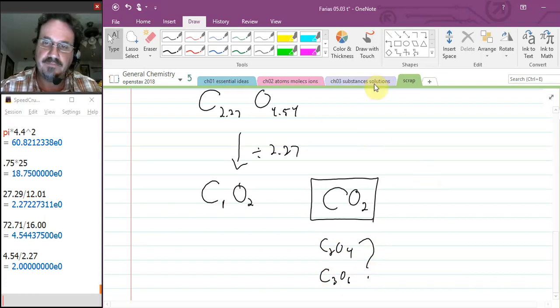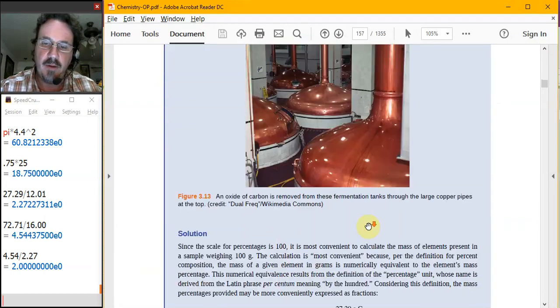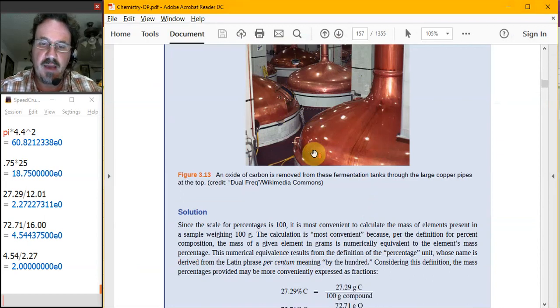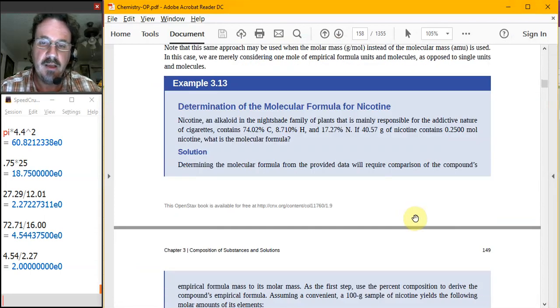All right, let's look at the next one, and let's see, what did they come up with? Ooh, that must be a picture of this happening. Their solution, they get, hey, CO2 just like we did. All right. Let's look at one last one here. Determine the molecular formula for nicotine. And they gave me these percents again.